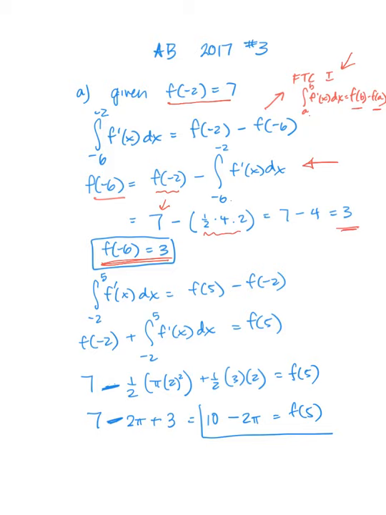We're also asked to find f of 5, so this time I'm going to go from -2 to 5, and again that's f of 5 minus f of -2 using FTC number 1. Again, rearranging algebraically, I find that f of -2 plus the area underneath the curve from -2 to 5 of f prime is going to give us f of 5. So I have f of -2, which is 7, given in the stem of the problem, and then plus we have a piece that's underneath the curve, which is half of a circle, and then we have a piece that's above the curve, which is our triangle, and that gives us 10 minus 2 pi.